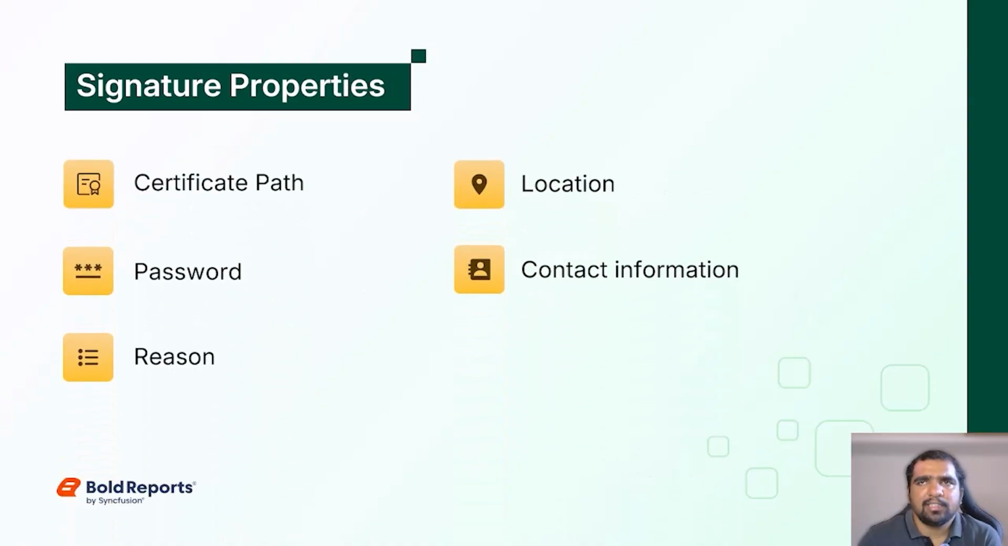To configure the signature, we define a few properties. This includes certificate path, password, reason for signing, location, and contact information. These details help to validate and provide context for the signature.